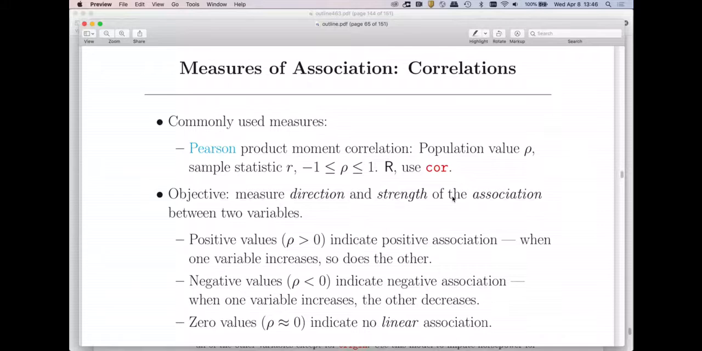A couple things that you need to know about correlations. They're always between -1 and +1. We denote the population value by the Greek letter rho. We use the little letter r as the statistic, so r is an estimator of the parameter rho. Now these correlations tell us 2 things. They tell us the strength and the direction of the association between 2 variables.